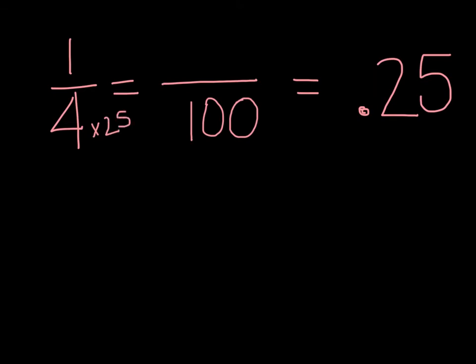Now, whatever I do to the denominator down here, I need to do to the numerator up here. So I'm going to multiply it by 25 and know that 25 hundredths is equal to 25 hundredths. Look at how when I say 25 hundredths, it says the same thing as when I write it in a decimal, 25 hundredths. Amazing. Let's try another.